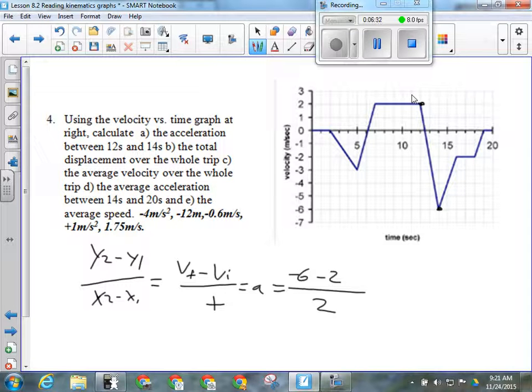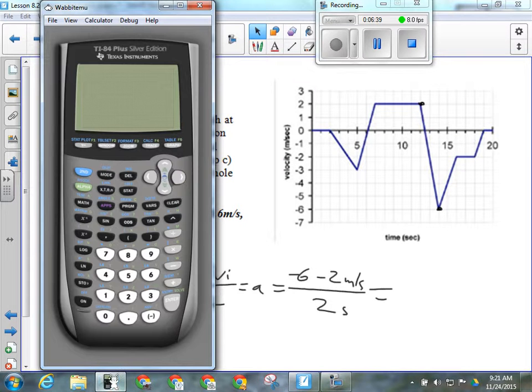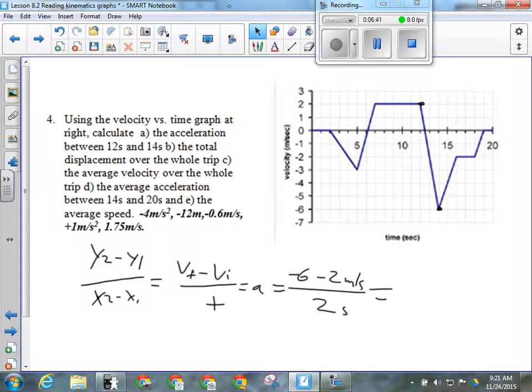So when I do this, this is in meters per second, remember, and this is in seconds. So I'm going to have negative 8 divided by 2, which is going to be negative 4 meters per second squared, or meters per second. I would accept either one. If you wrote either one, they're both right. If meters per second makes more sense to you, write it down, because it's also right.